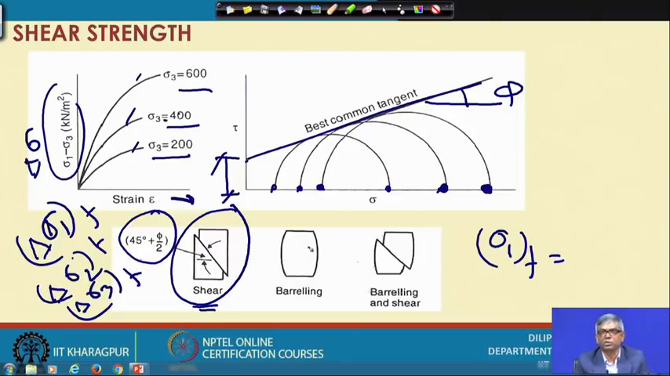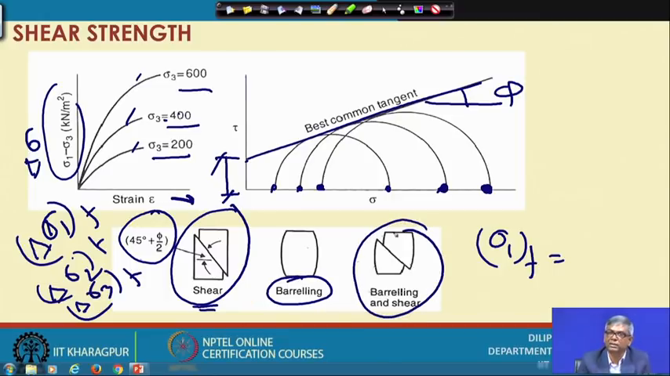Otherwise, if it is soft soil, then instead of showing a prominent failure plane, it may continuously bulge, which is called barreling. If it is excessively deformed, then after a certain stage we can stop the test, considering that as failure because of excessive deformation. Sometimes there is a combination of barreling and shearing failure: it shows a definite shear plane, and at the same time bulging occurs. So this is barreling and shear, and this is pure shear. These are the different types of failure we observe in the triaxial test.